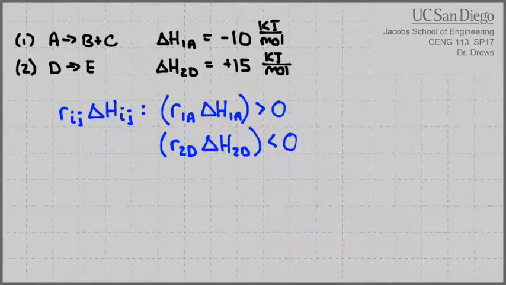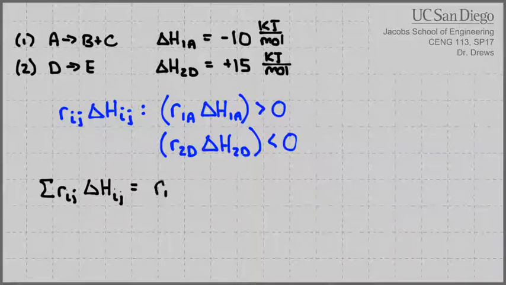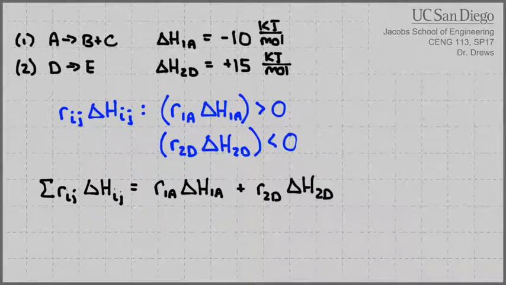So if I wanted to write that full term, the sum of R sub ij times delta H of ij, this is going to look like the following. I get R sub 1A times delta H 1A, plus R sub 2D times delta H of 2D. And that entire term goes into our energy balance, the sum of which is multiplied by volume to get that total energy. Now I can investigate the signs a little bit.